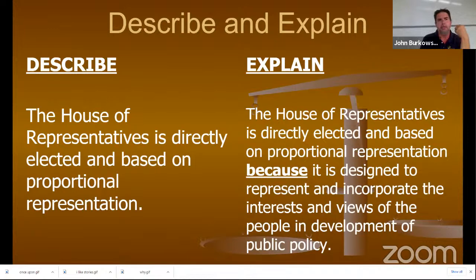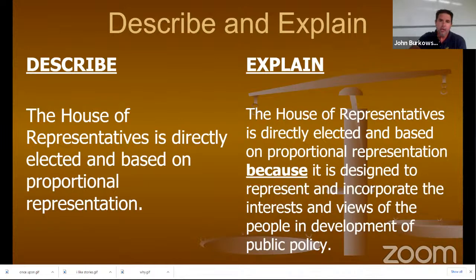But describe it. Describe the relevant characteristics of the House. Well, in a simple way, the House of Representatives is directly elected and based on proportional representation. Those are the relevant characteristics. And when I say relevant, I also mean relevant to the context of the question, the scenario in this particular case, really limited to what we're trying to answer. But those are the relevant characteristics. That's what the House is. Those are basic elements of the House.